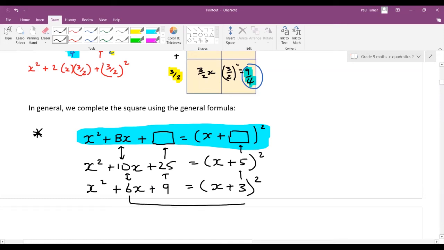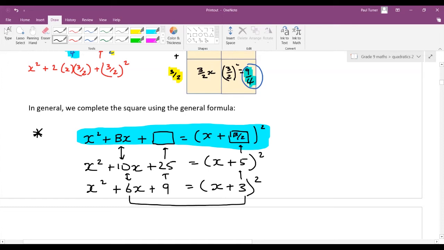Look here. You've got 6 here, and this is 3. Okay. You've got 10 here, and this is 5. So this looks to be half, isn't it? Half of 6 is 3, half of 10 is 5, half of b is b on 2.